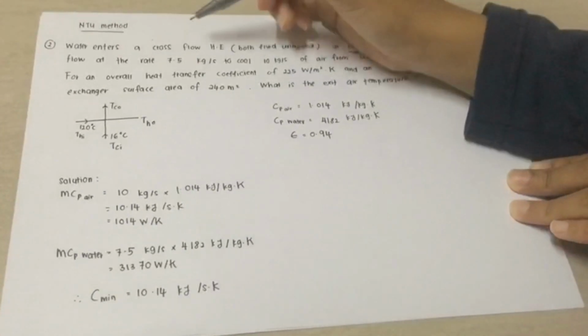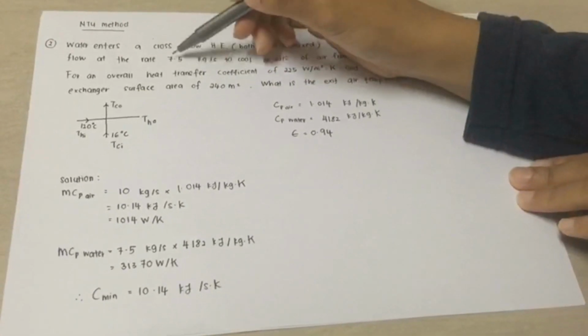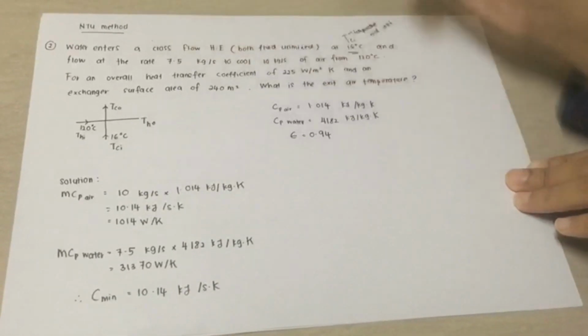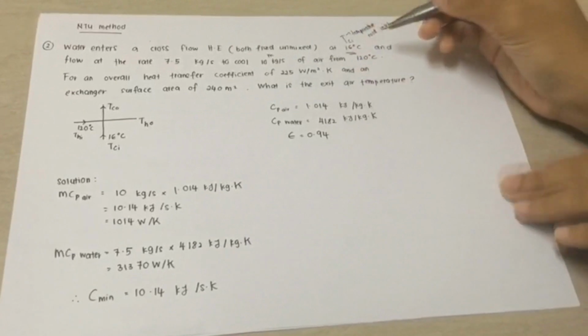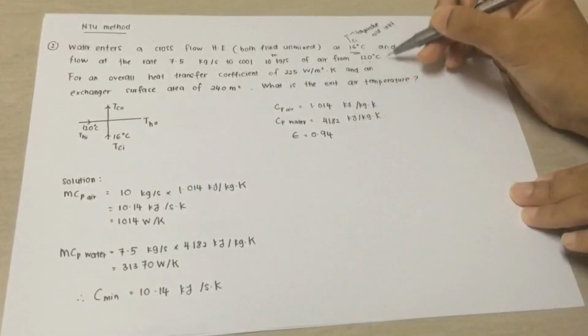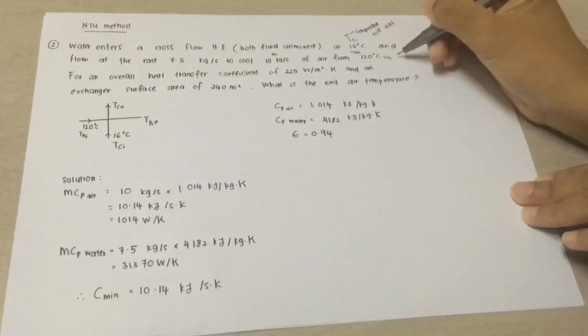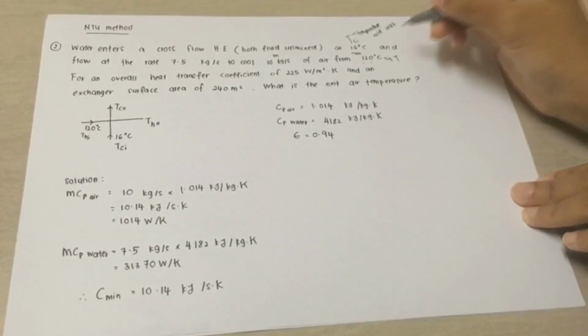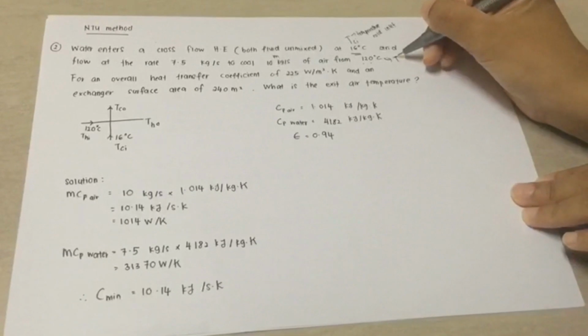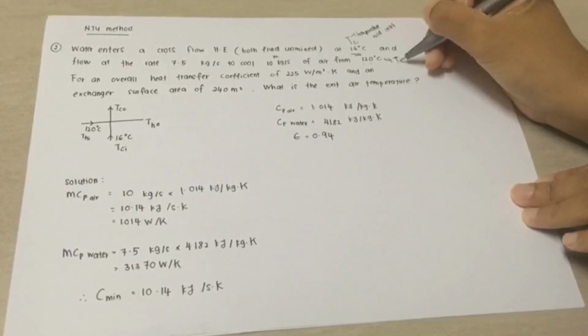Then we also have the mass flow rate 7.5 for the water. Then this is mass flow rate for the air, and 120 degrees Celsius is the temperature hot inlet, which we denoted as THI.